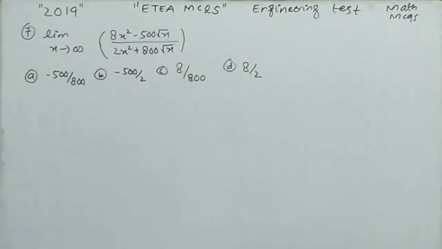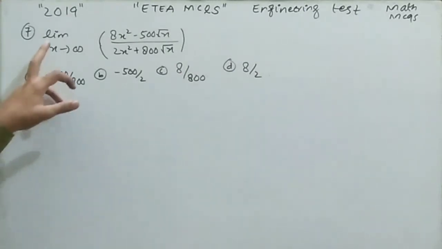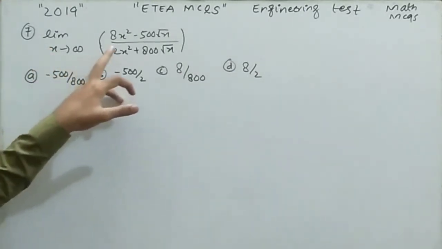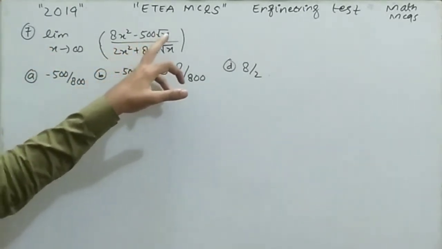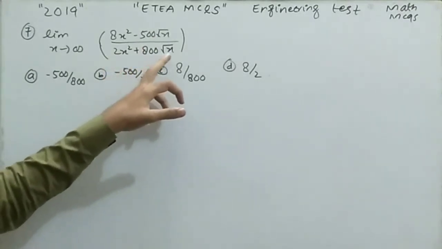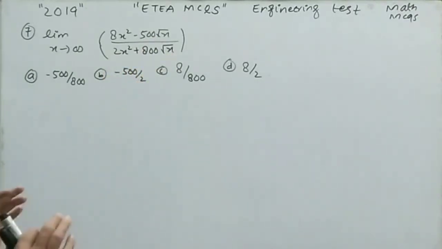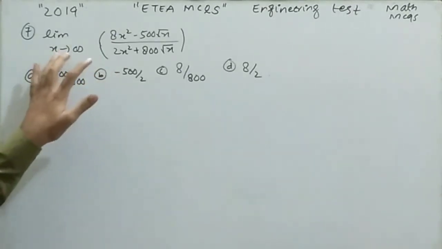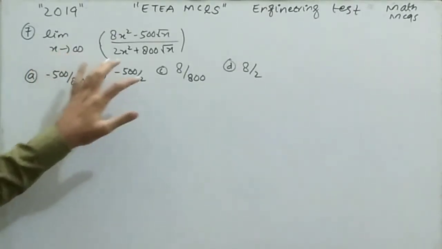Now move to the next MCQ. MCQ number 7. It tells that limit x approaches to infinity, find the value of 8x square minus 500 root x divided by 2x square plus 800 into root x. Remember, there's a very important and short trick for this type of limit when the limit approaches to infinity.